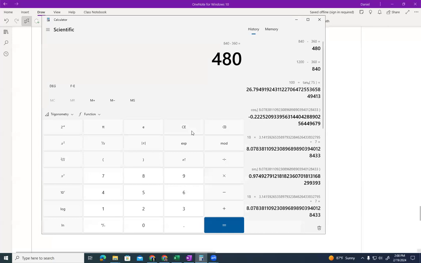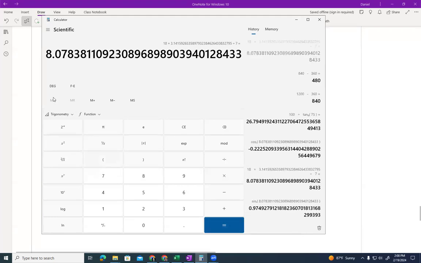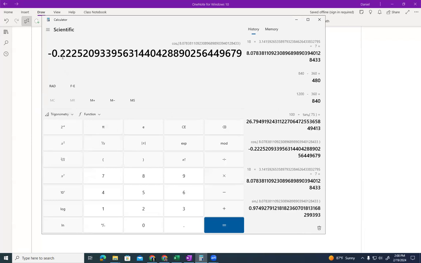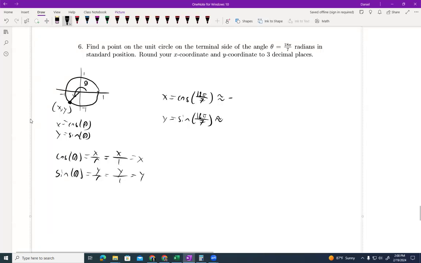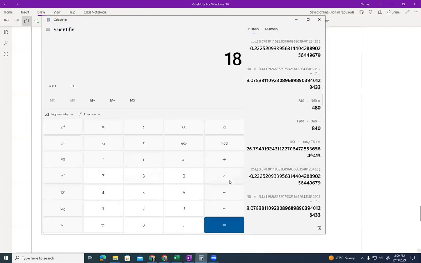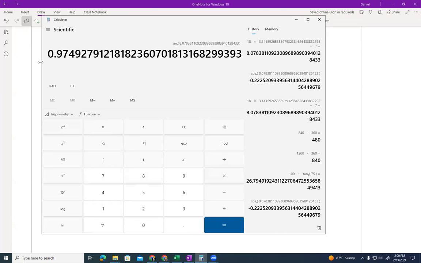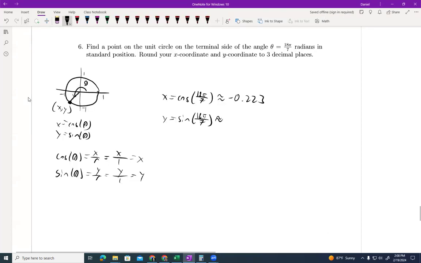So let's see what we come up with here. 18 times pi divided by 7. Oh, we're supposed to be in radians. Now we'll take the cosine of that, and we get negative 0.223. Now we'll do sine: 18 times pi divided by 7, and then sine of that, and we get 0.975. If you left your answer like this, that's perfectly fine. If you wanted to put it as a point, you get negative 0.223 and then 0.975. Okay, perfect.